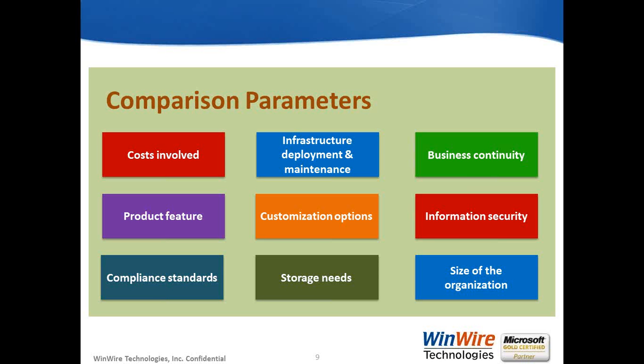Okay. So the slide that we were looking for was to compare the different options that we have got: SharePoint 2013 on-premise, online, or a hybrid version. What we've done is identify the key comparison parameters, which look at the cost involved, the infrastructure deployment and maintenance, business continuity, product features, customization options, information security, compliance standards, storage needs, and size of the organization.